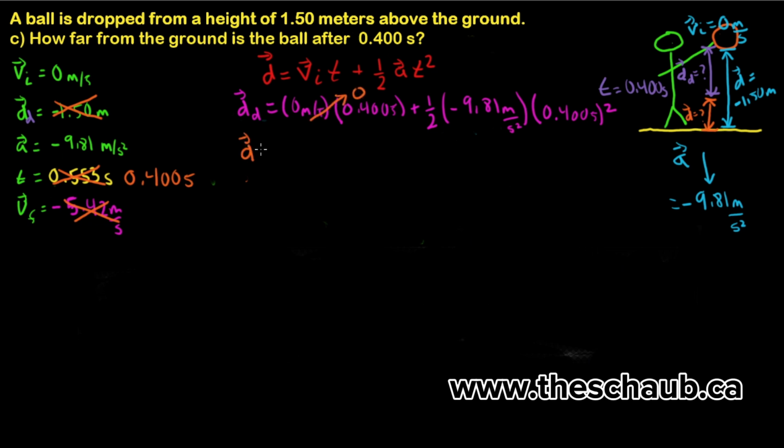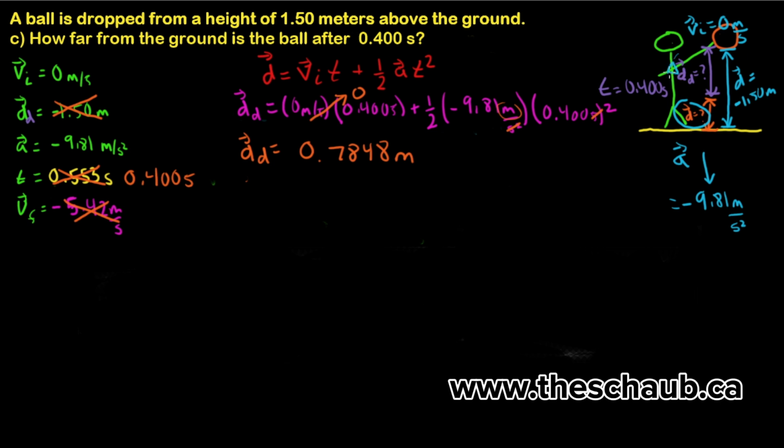That leaves us with our d. d is equal to 1/2 times negative 9.81 times 0.400 squared. And this gives us a value of 0.7848 meters. So our seconds squared cancel with our seconds squared, and it leaves us with meters. We're now one small calculation away from finishing this problem. Remember, we're looking for this value. The question C asks how far from the ground is the ball after 0.4 seconds.